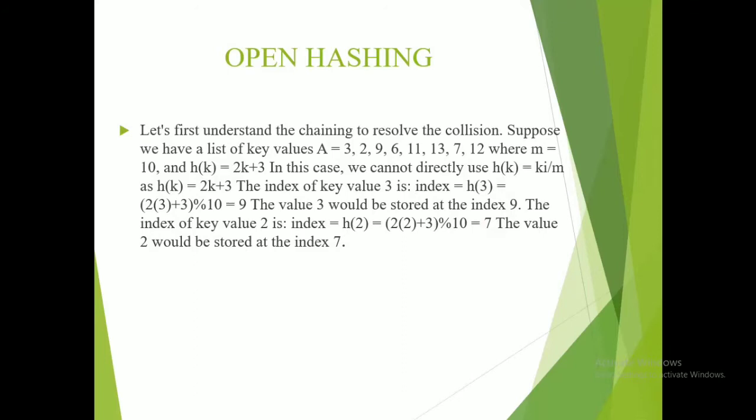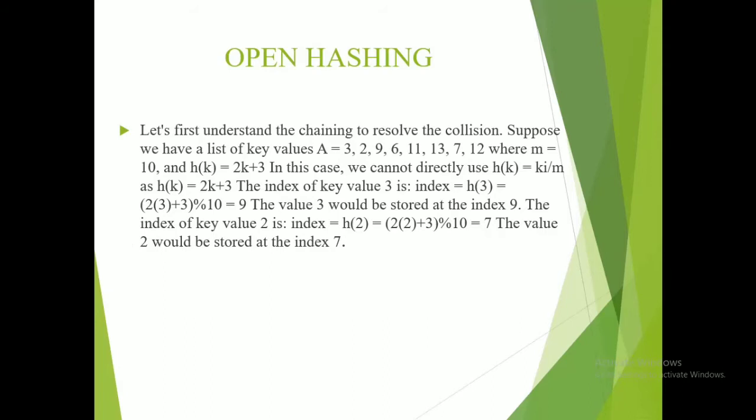Suppose we have a list of key values A = 3, 2, 9, 6, 11, 13, 7, 12, where m = 10 and h(k) = 2k + 3. In this case, we cannot directly use h(k) = k mod m; instead h(k) = (2k + 3) mod m. The key value is 3. Index h(3) = (2 × 3 + 3) mod 10 = 9. The value 3 will be stored at index 9.